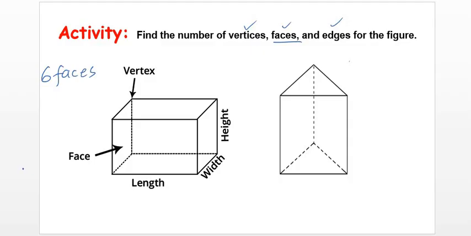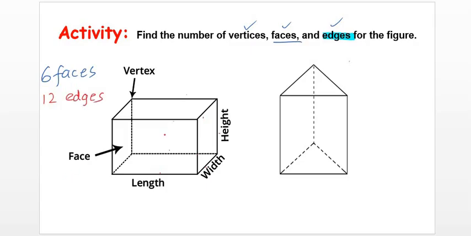It has 6 faces. Now, the line where 2 faces join together, for example, if you look at this line here, this face, the one that is on the right side, this face and this face are joining together at this line. So this line is called an edge. Okay, so how many lines can you see here now in this box? We can see 1, 2, 3, 4, 5, 6, 7, 8, 9, 10, 11, and 12. So this one has 12 edges, right?